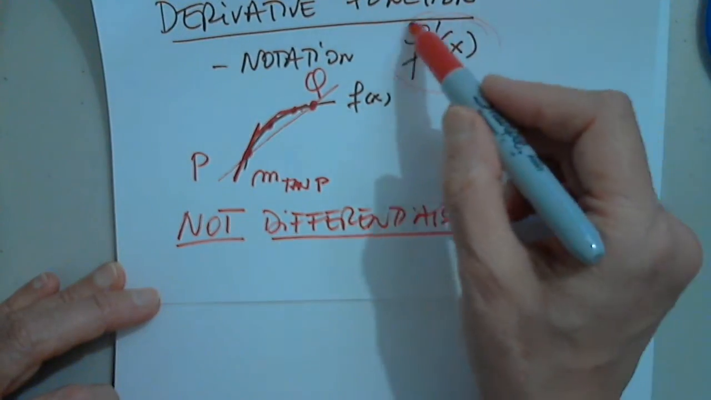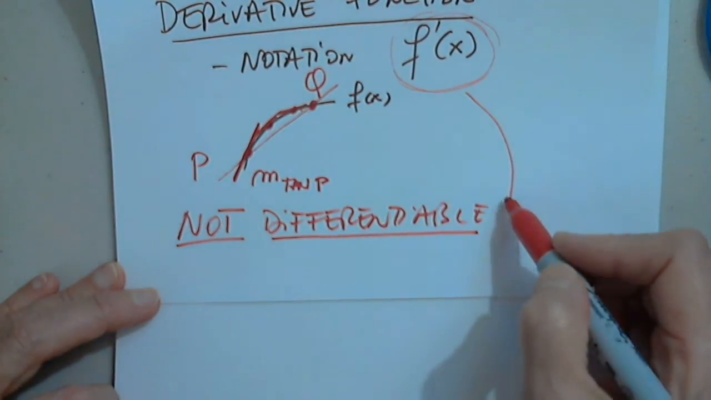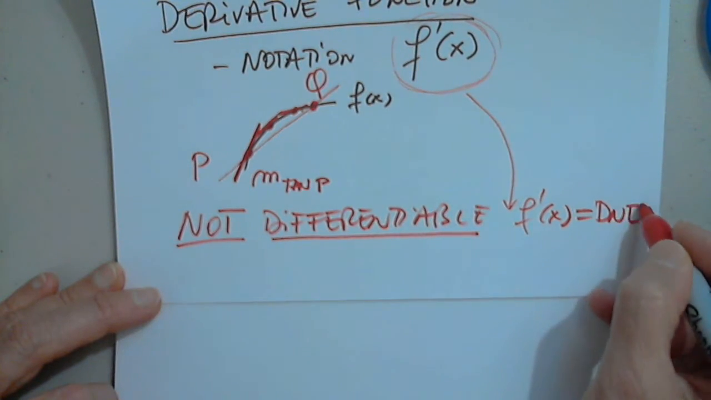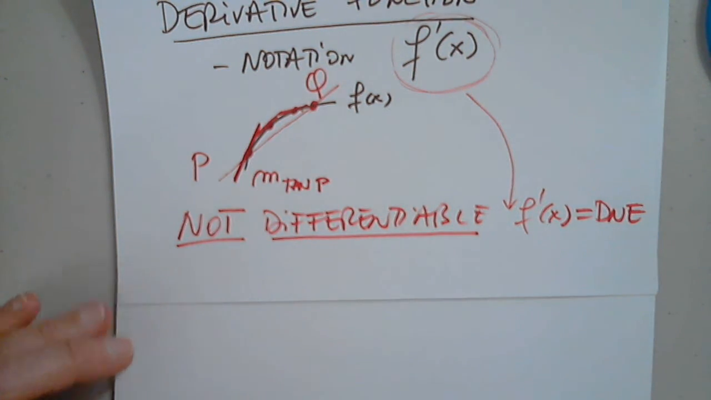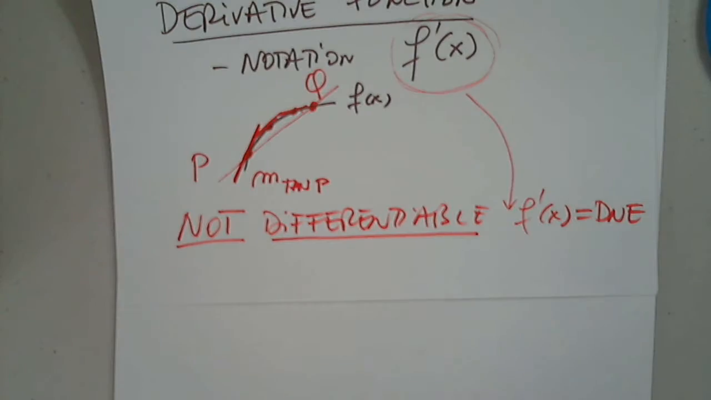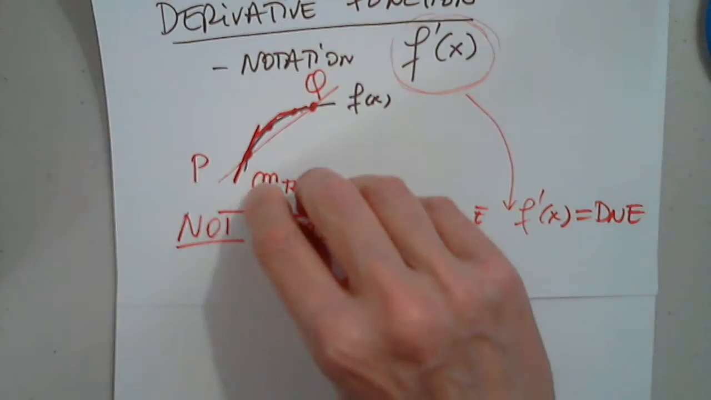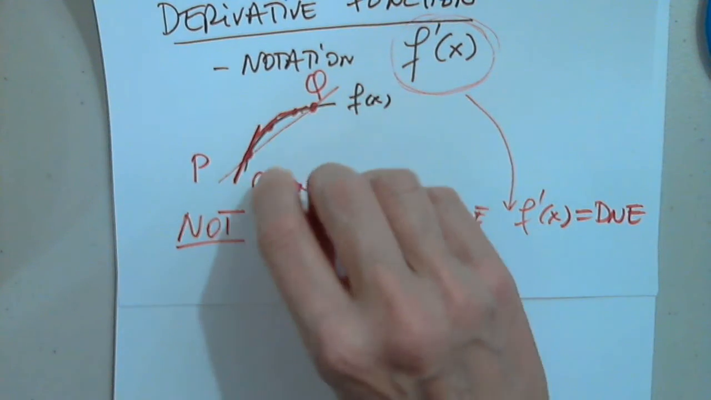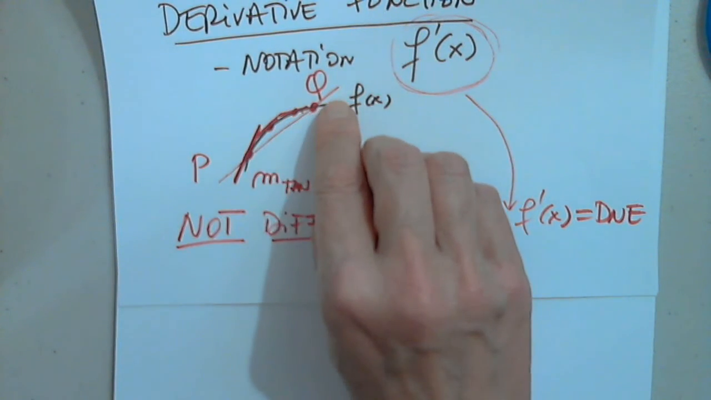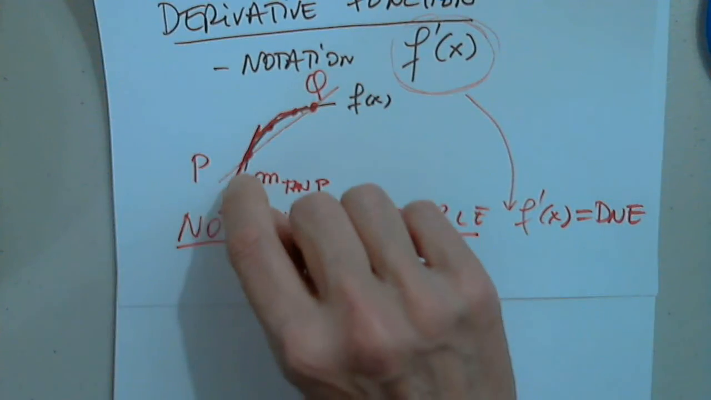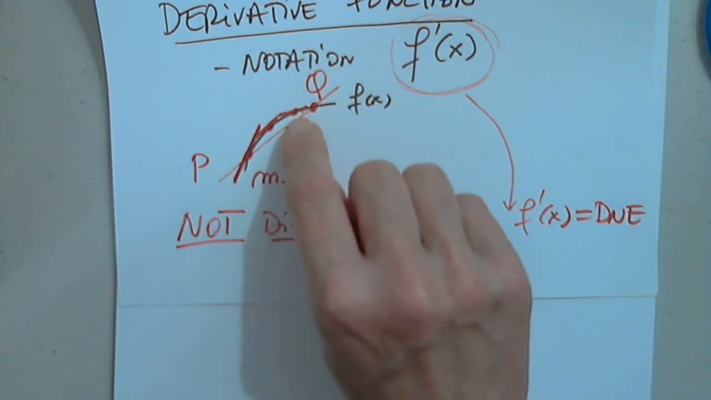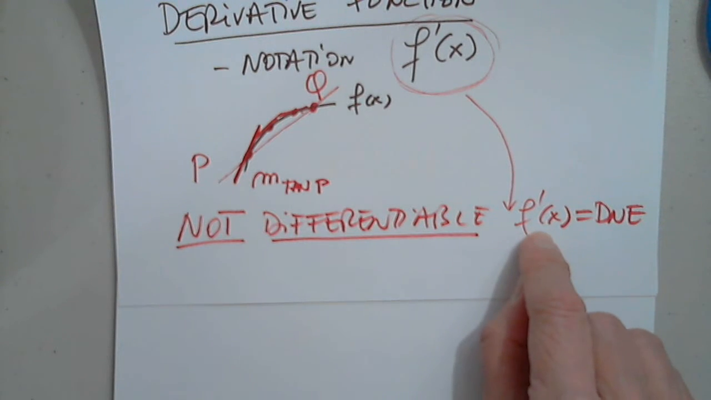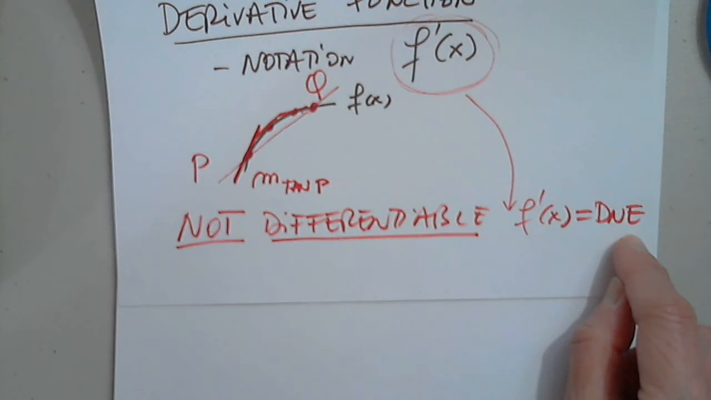Where this function does not exist, this is what it means. F prime of x is DNE. At any point where I cannot determine the slope of the tangent, if at any point on a graph I cannot determine the slope of the tangent, at that particular point the derivative does not exist.